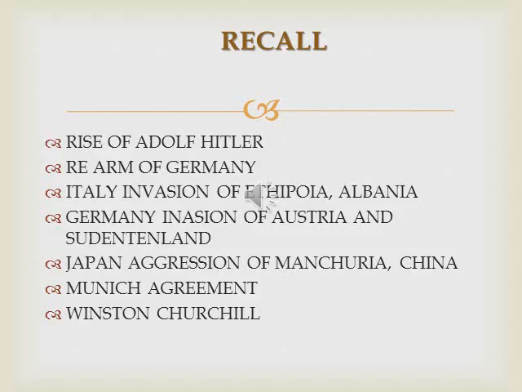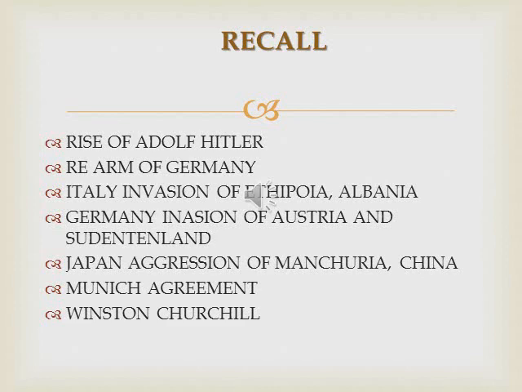Recall what we discussed in our previous class. We discussed the rise of Adolf Hitler as a dictator in Germany. Then the rearmament of Germany, that is, Hitler began to increase the military strength of Germany. Then Italy invaded Ethiopia and Albania, which was not opposed by the League of Nations. Also Germany invaded Austria and Sudetenland.